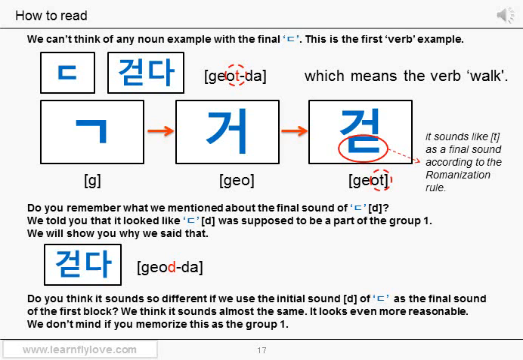Let's replace T with D in the romanized pronunciation of this word. 걷다, 걷다. Do you think it sounds so different if we use the initial sound D of 디귿 as a final sound? We think it sounds almost the same. It looks even more reasonable. 걷다, 걷다. We don't mind if you memorize this D consonant as group 1, which means you don't have to memorize the final sound of it, okay?